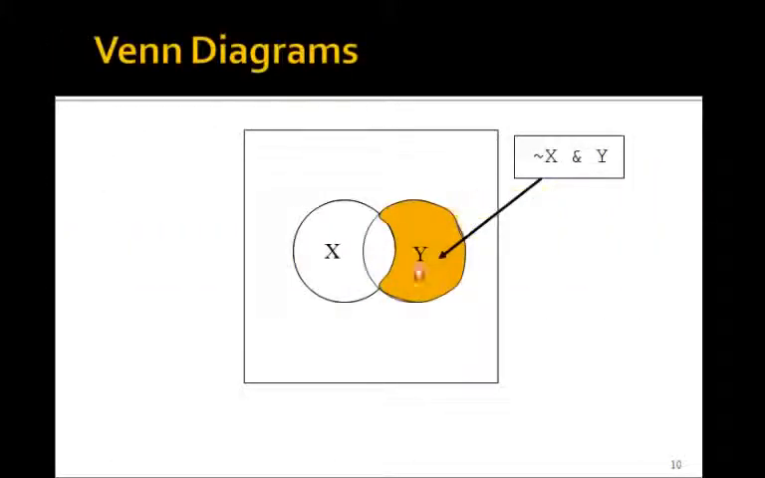How about this little colored area here? Well, this represents not x and y. You see why? Not x is everything outside of x. y is everything in this circle. And the AND operation, remember, is the overlap, where both not x and y must be true. But what happens when you overlap this area outside of x with all of y? Well, you just get the colored area shown here.